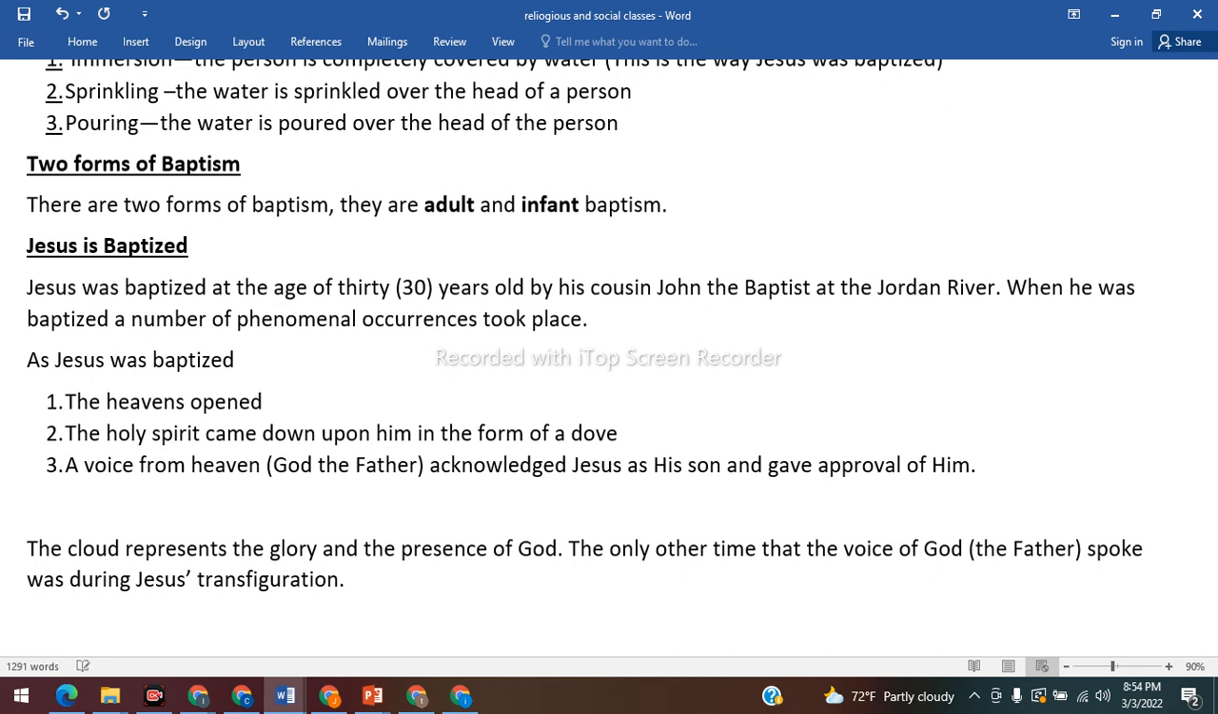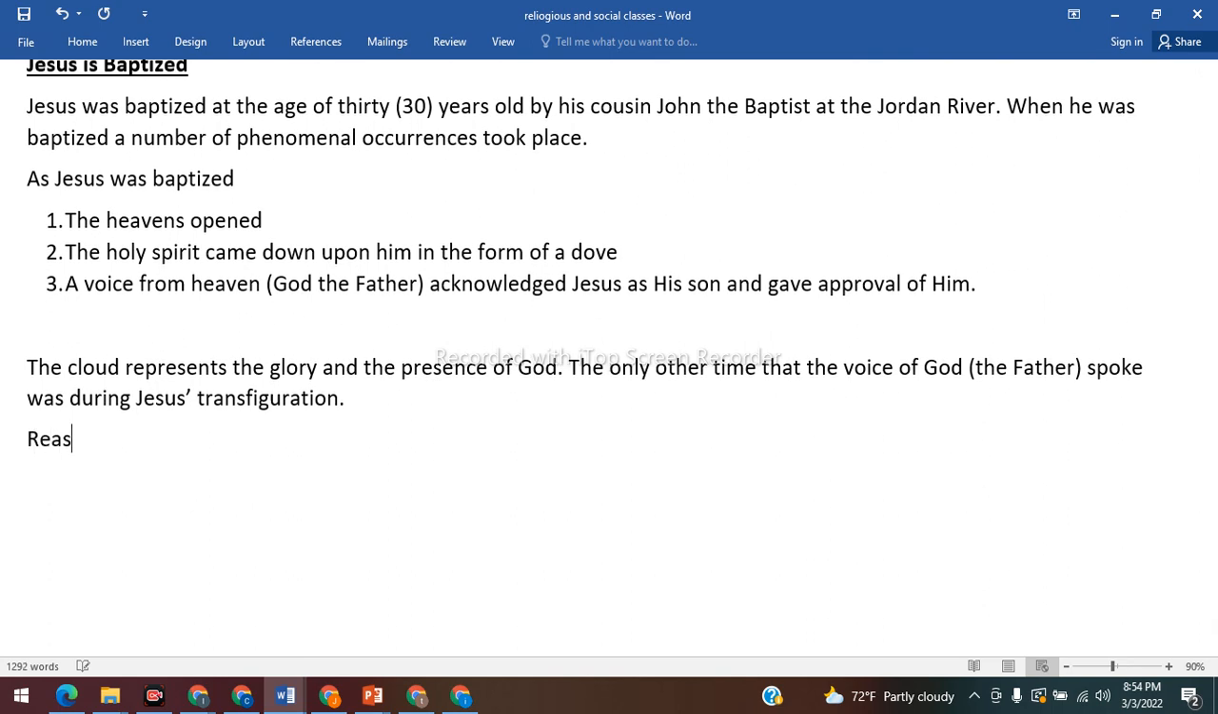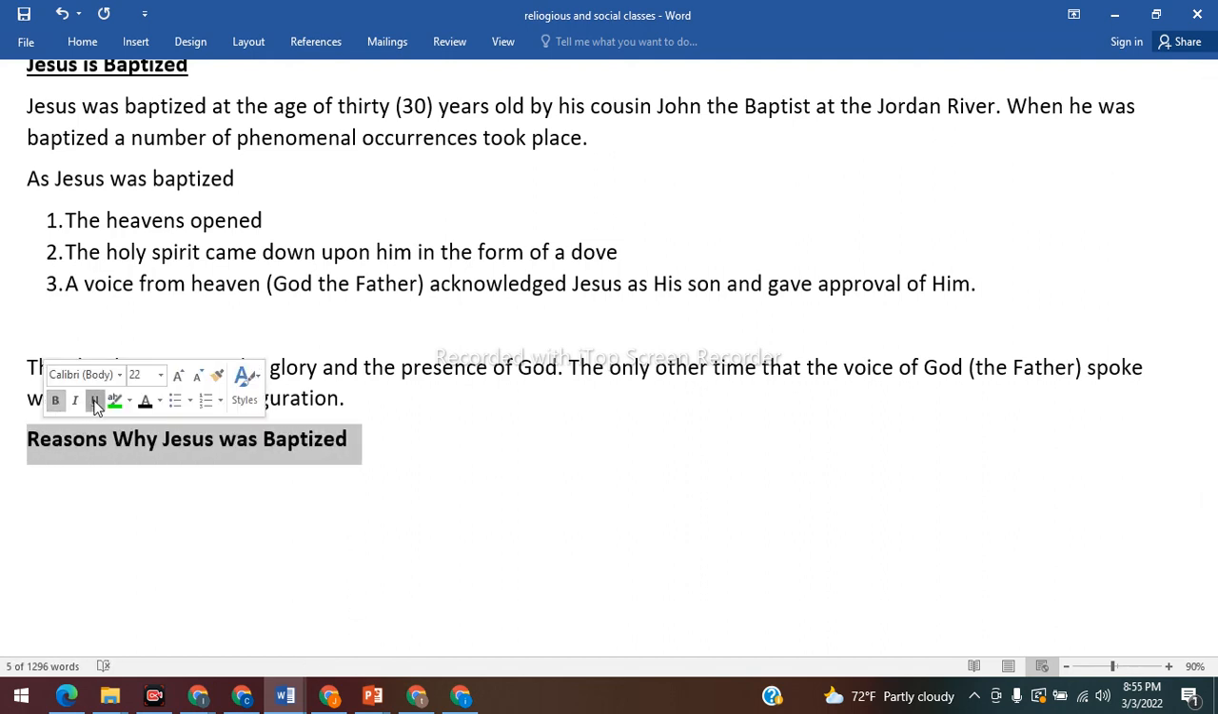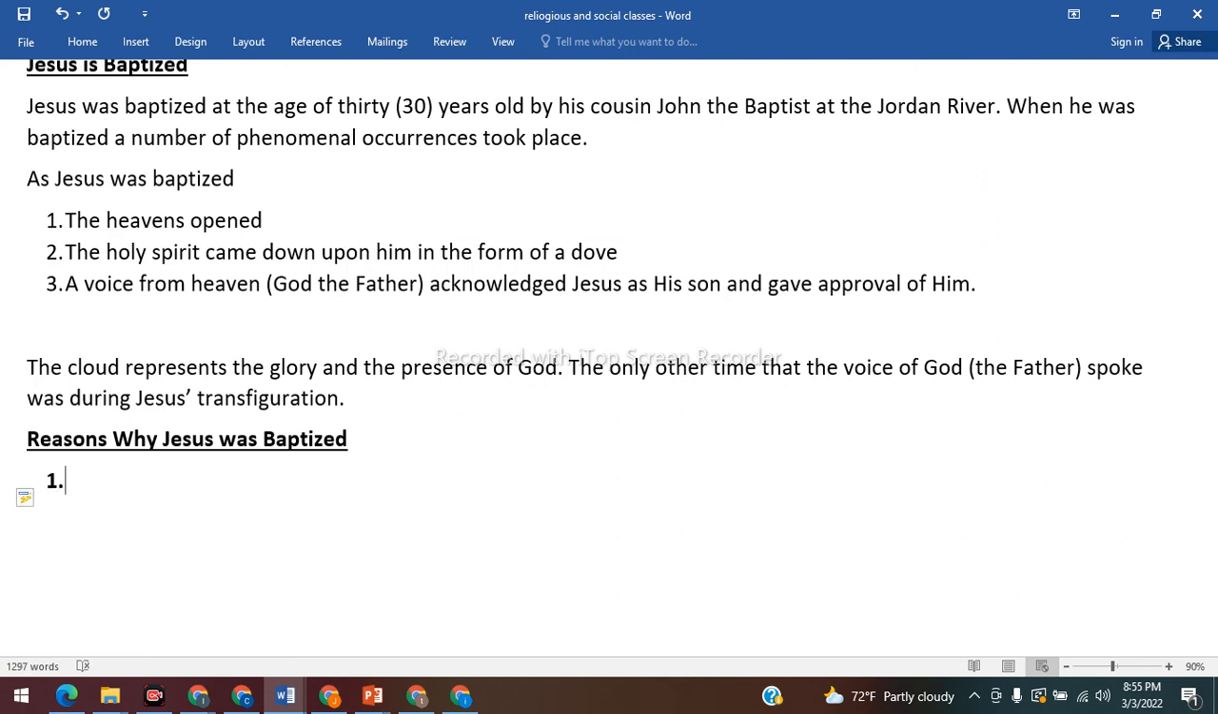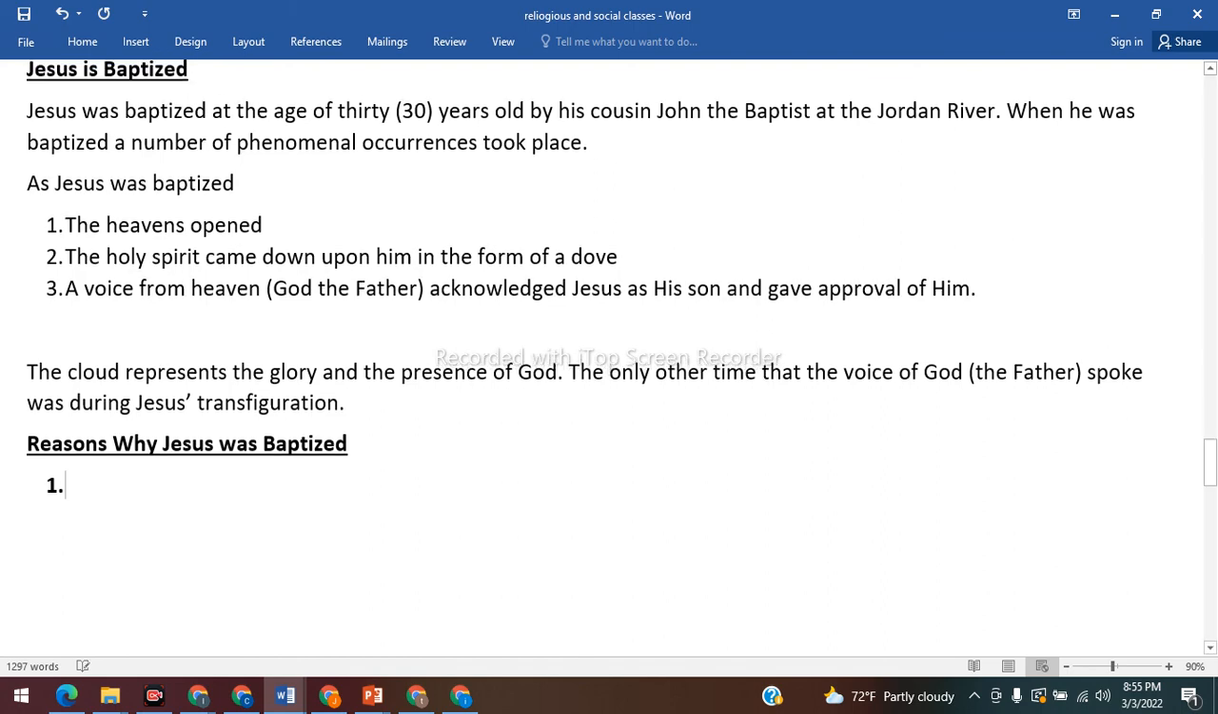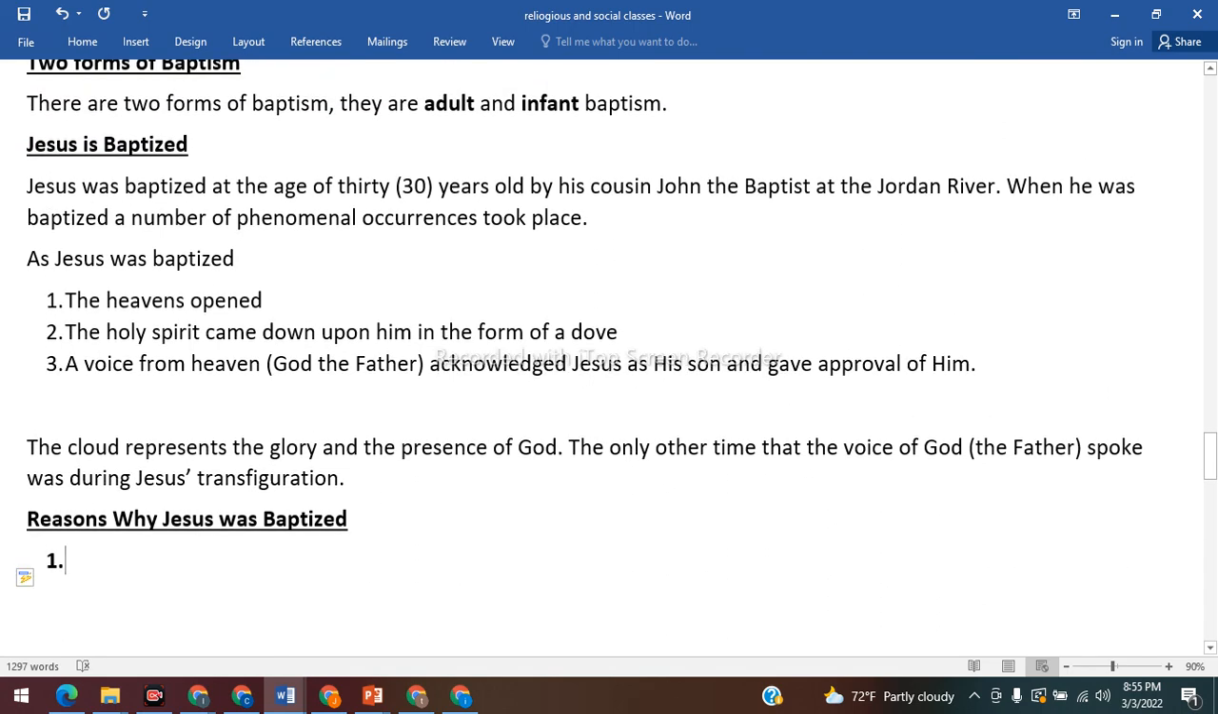Now we're gonna end with these. So the reasons why Jesus was baptized. What are the reasons why Jesus was baptized? Remember, Jesus did not need to be baptized, technically, because baptism is a symbol that I've done something wrong and I'm repenting of it. Jesus did nothing wrong, so why was he baptized?